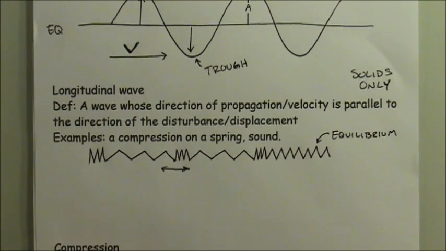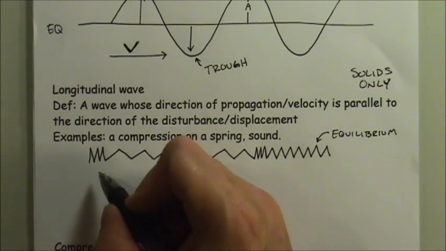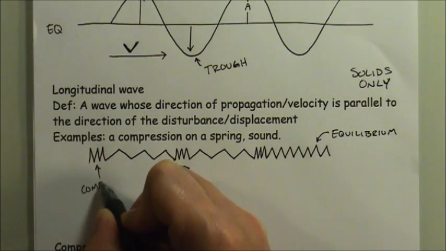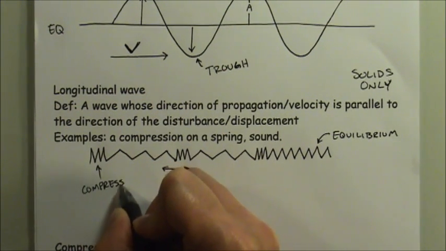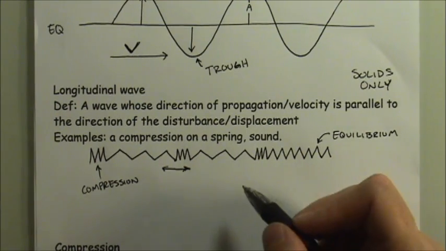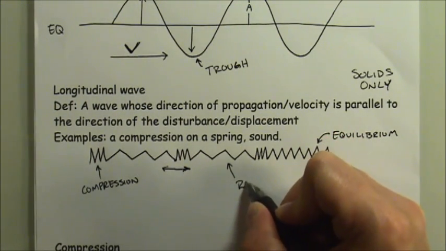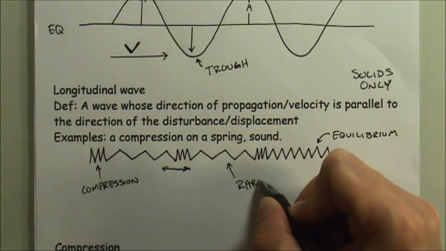Now they give names for these guys. The places where they are squeezed together are called compression or compressions. And the places where everybody is really stretched out, those are called rarefactions.